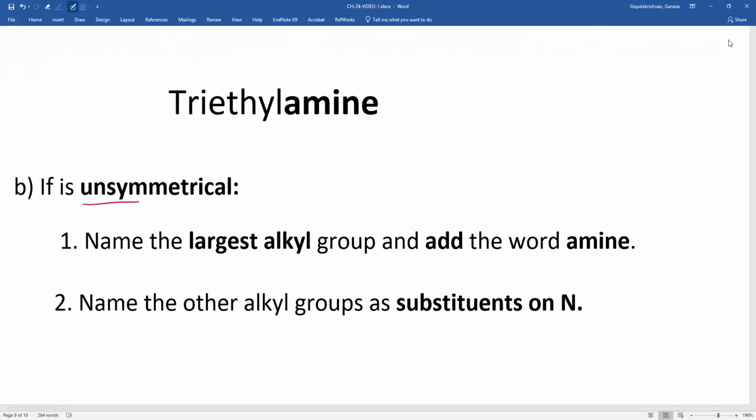If the amine is unsymmetrical, how to name it? Compare the alkyl groups. Select the largest alkyl group and name it, and then add the word amine. Name the other alkyl groups as substituents on nitrogen.